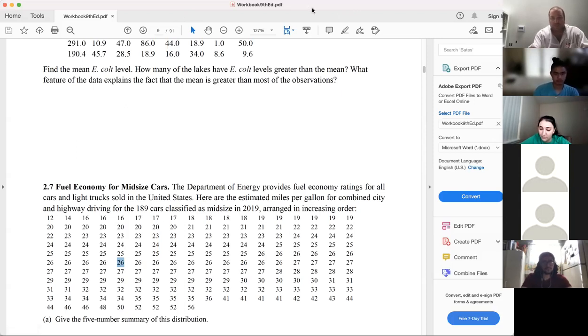And I have someone saying, well, it can't be an odd number because 94 is even. It's got to be between two of them. Remember, you don't count the median itself. You don't count that 26. You look at the 94 to the left, which is an even number. So it's going to be between two. Which two is it between? It's between the 47th and the 48th.